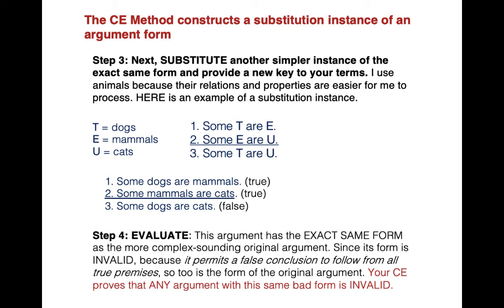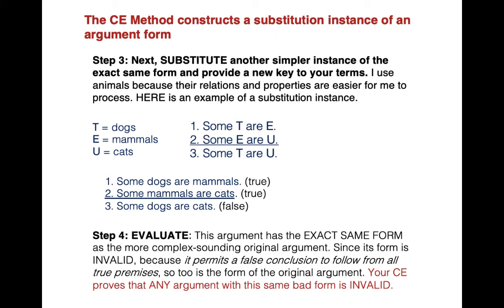So we plug in dogs for T and we plug in mammals for E. Some dogs are mammals. Yeah, that's true. Some mammals are cats. Yeah, that's right. So can't we conclude some dogs are cats? No, that's just wrong. So something went wrong. Forget about it. The argument pattern's bad. The conclusion's false, even if all the assumptions are true. Don't trust this pattern. You've just proven it's invalid in form.